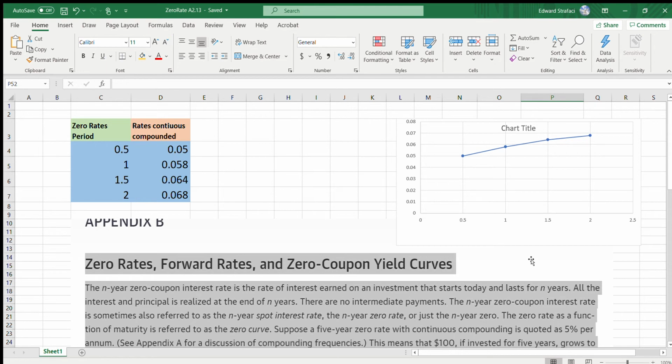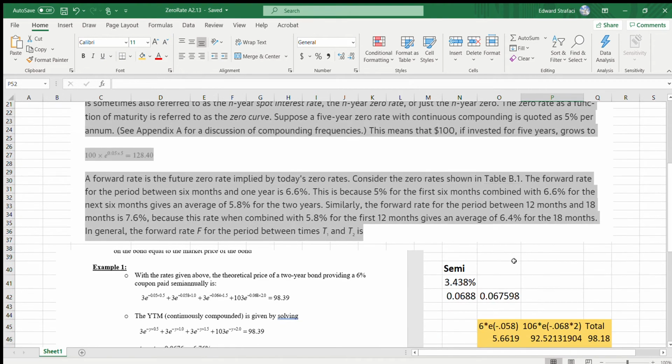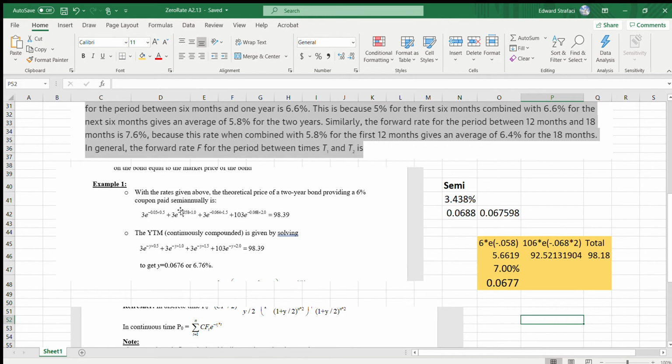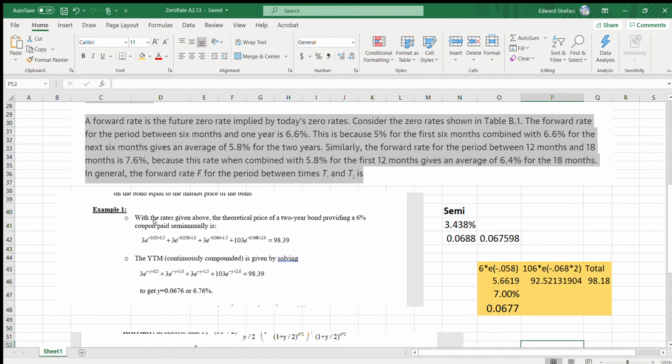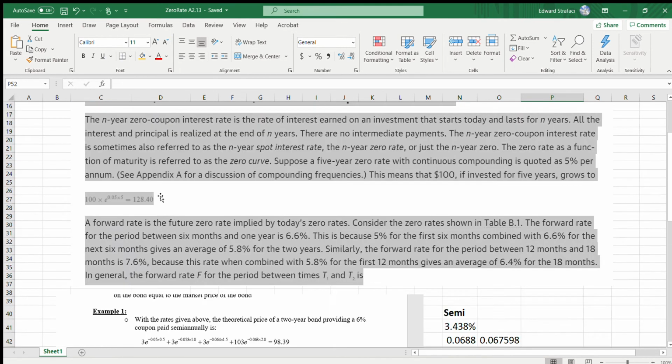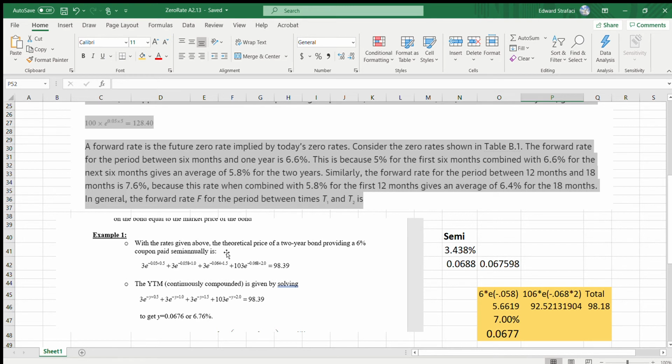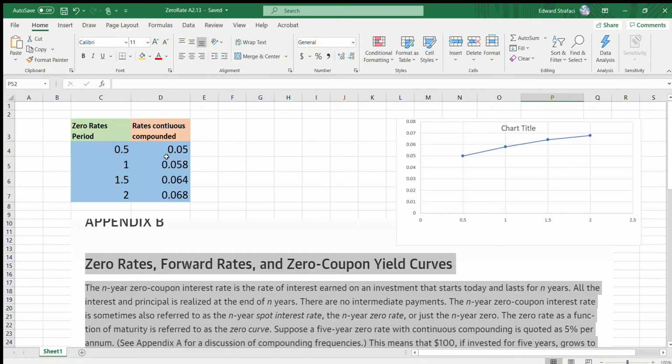But this is another example. Let's take a look at an actual example of how to take these rates and turn them into a bond price. So if I know those are my rates and I know the term of my bond, I'm looking for a 2-year bond providing a 6% coupon paid semi-annually, and I plug this into my formula, 3 times e to the exponent of minus 0.05 times a half, which would be up here.